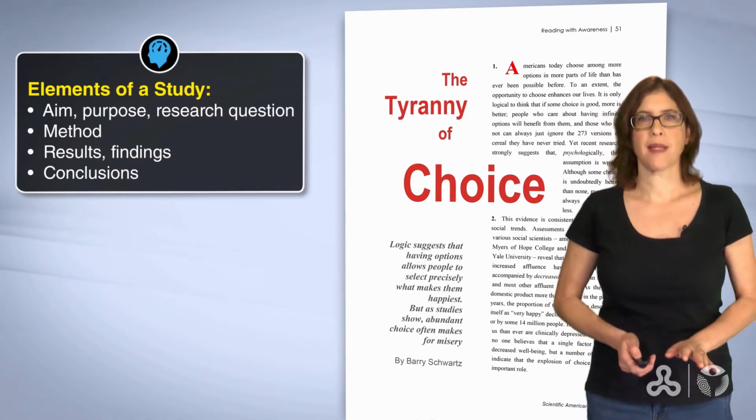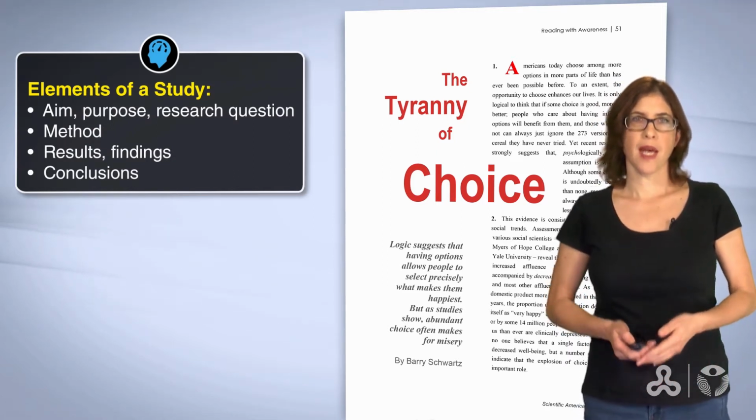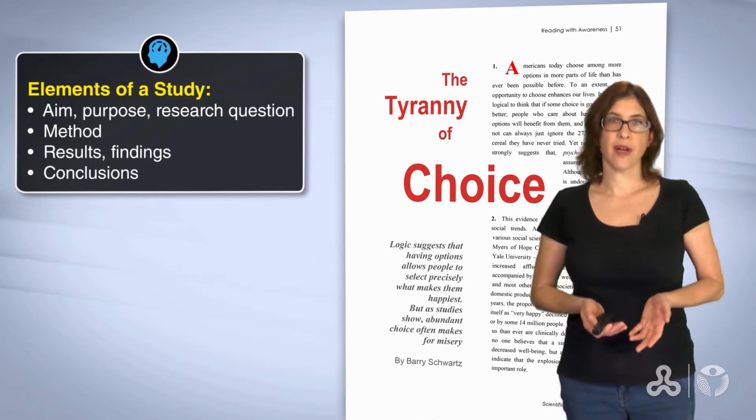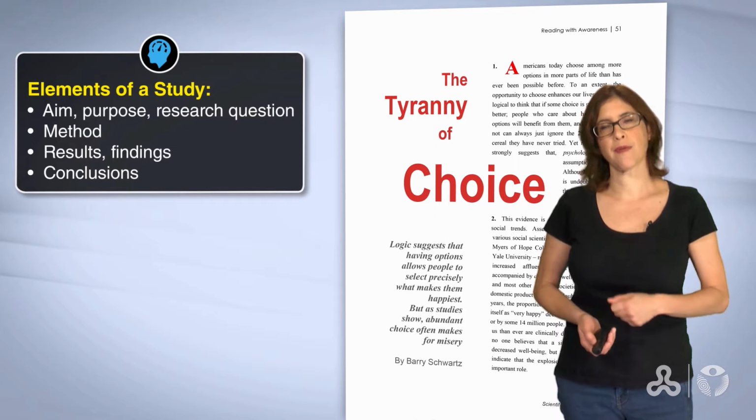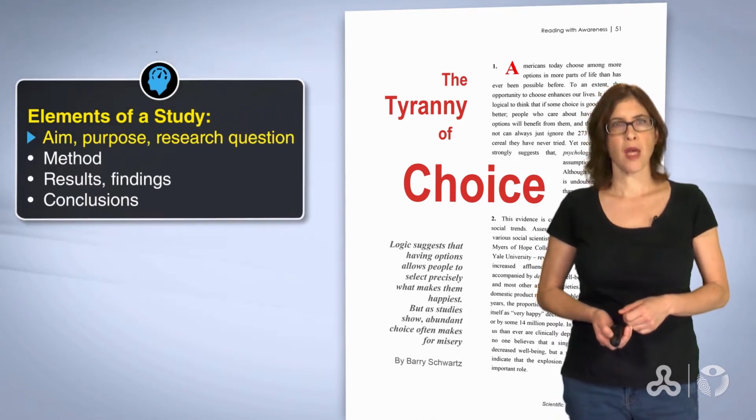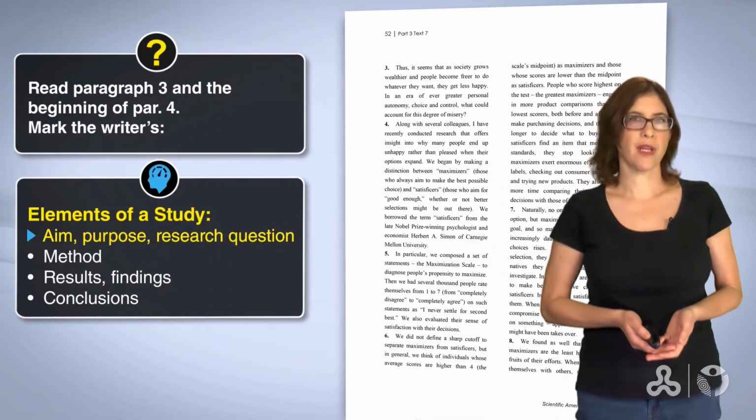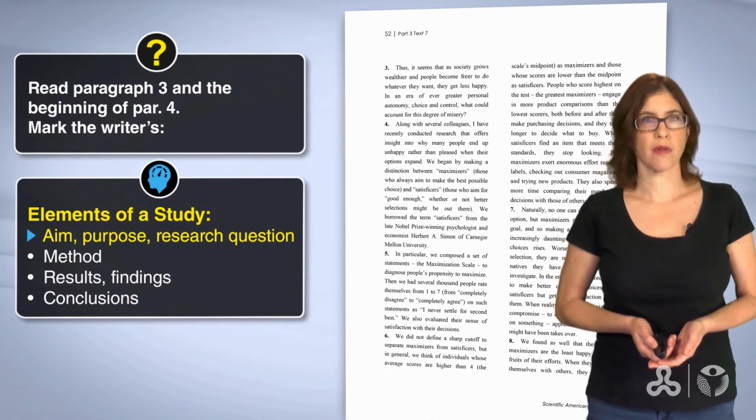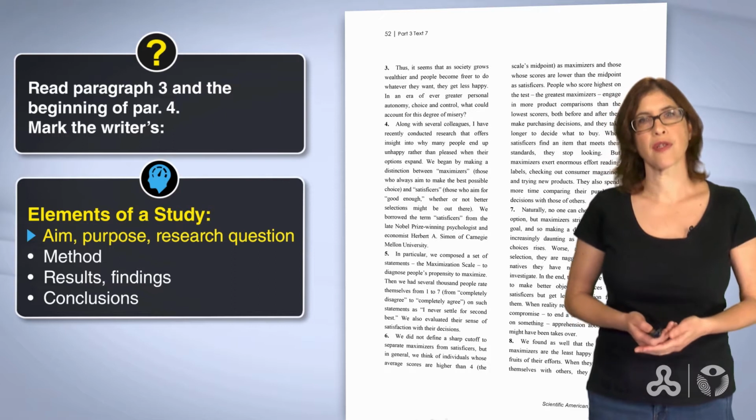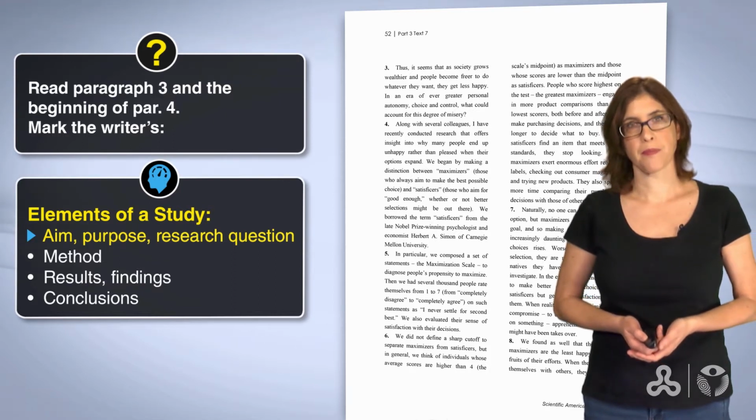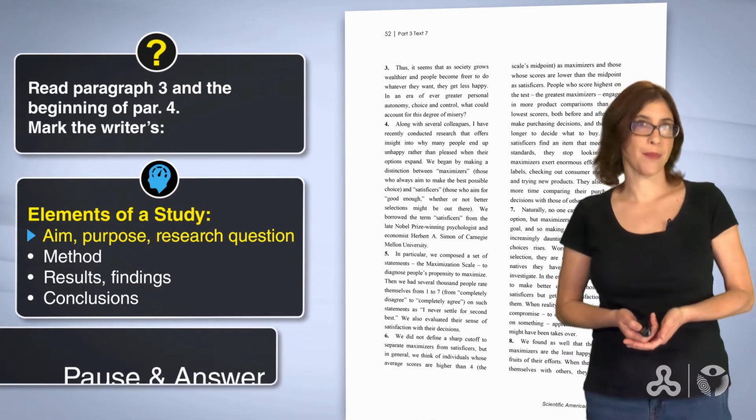These are the very basic elements. So, let's find these in the writer's research. We will look for each element, and let's begin with the first one. So, read paragraph 3 and the beginning of paragraph 4. Mark the writer's aim, purpose, or the writer's research question. Press pause and come back when you're ready.